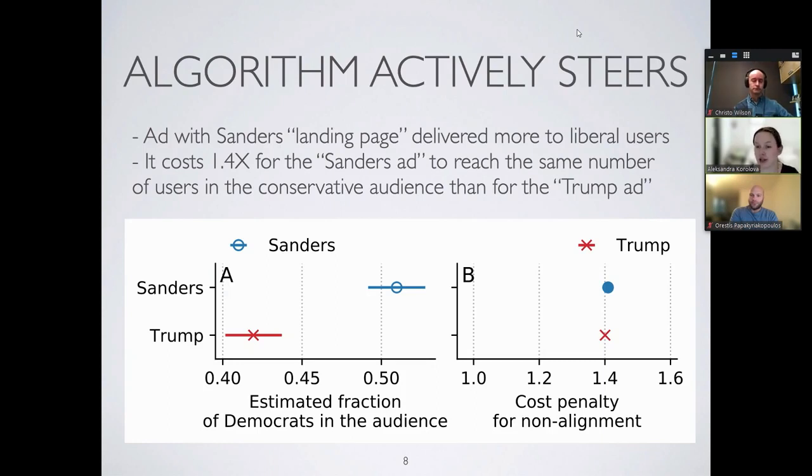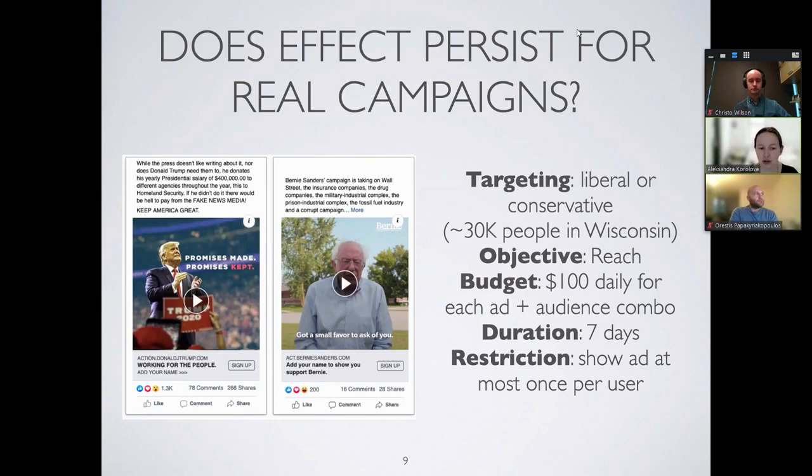And then we also asked the question, okay, this is an artificial ad, our creation. Does this effect persist for actual political campaigns? And what we did is we took two ads run by Donald Trump and Bernie Sanders, and we copied their creative, the text, the image, etc. And then we ran it ourselves and observed the performances. And so we ran four different ads. For each ad, we targeted either liberal or conservative audience. For each ad, we chose the objective of reach, which means that we wanted to reach as many people as possible. For each ad, we had the same daily budget, and we observed its performance for a week.